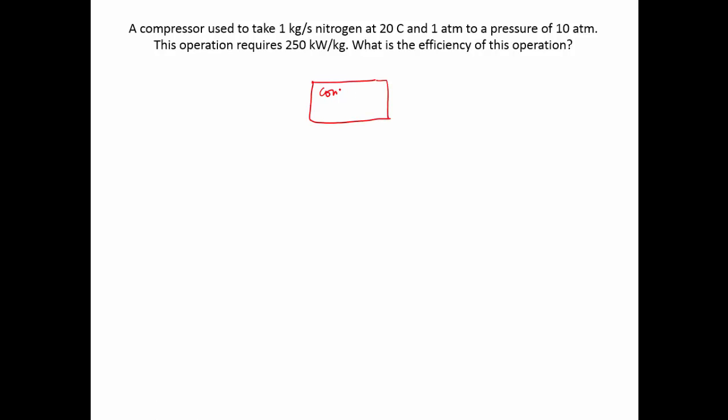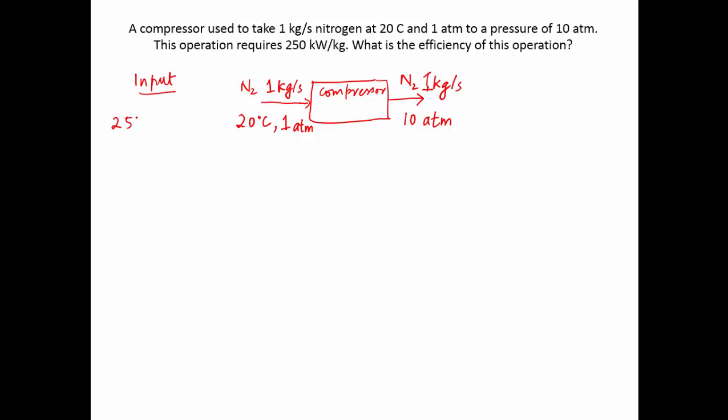So we have a compressor that takes in a stream of nitrogen gas at 1 kilogram per second, and the output by conservation of energy is also 1 kilogram per second. Other information we are given in this problem is the temperature and pressure of the entering gas. The temperature is 20 degrees Celsius, the pressure is 1 atm. On the outstream, the pressure is 10 atm. So our input energy, you're told, is 250 kilowatts per kilogram.